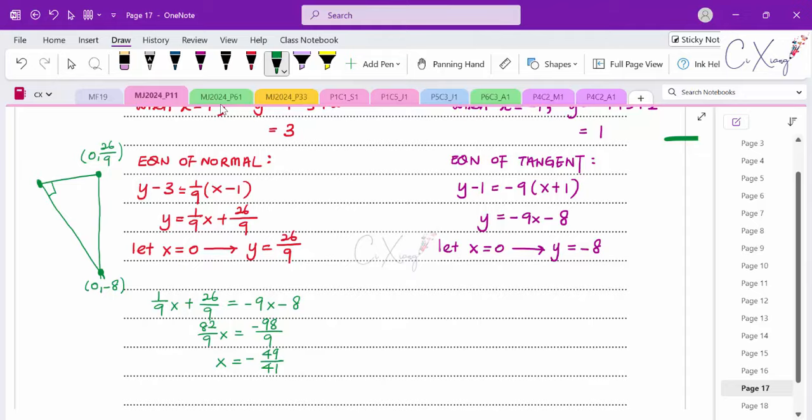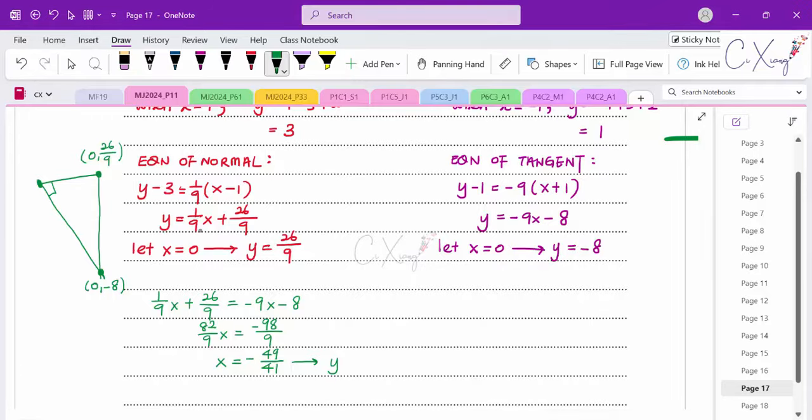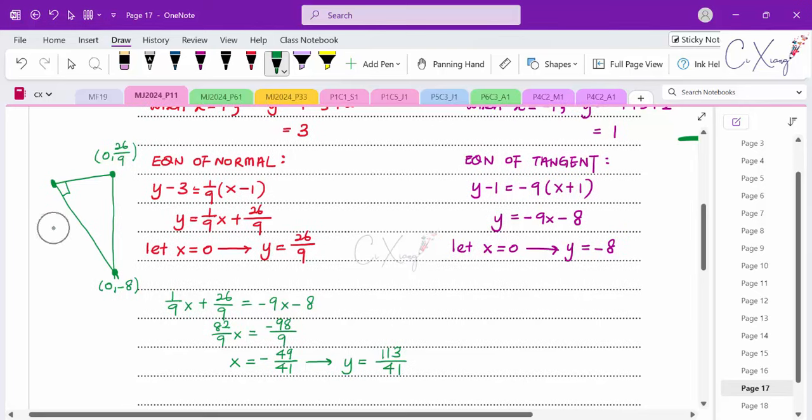Right? Okay, so when you get x equals to this value, then of course I need to know the y, right? So substitute this value back into either the equation of tangent or the equation of normal, up to you. Then you will get the y coordinate, which is 113 over 41. So if I want to plot it on my triangle here, this particular point is negative 49 over 41 and also 113 over 41.